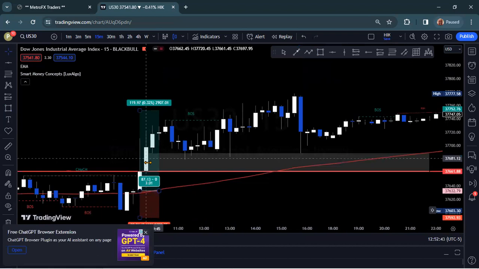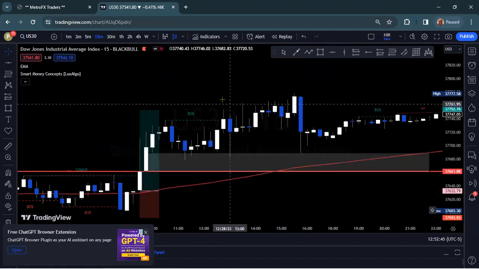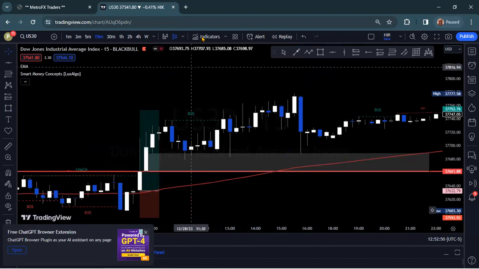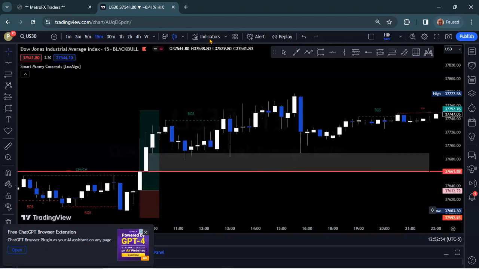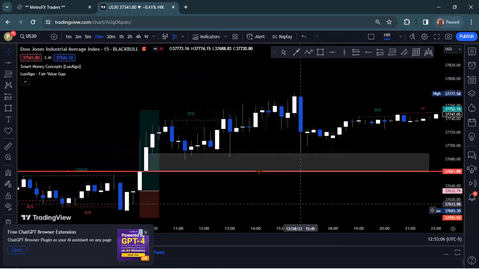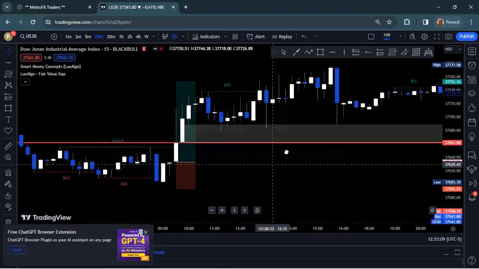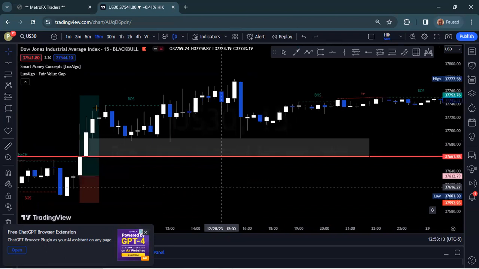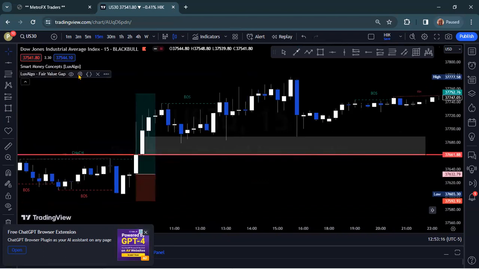So another tool you can use to find those gaps is fair value gap. So I'm going to take off this one and put on another indicator called Fair Value Gap by LuxAlgo. Okay. So I'm going to put that fair value gap right there. And it tells you where the fair value gaps are. I think I've got to change the color so you can see it.